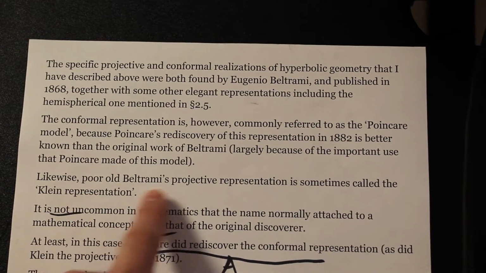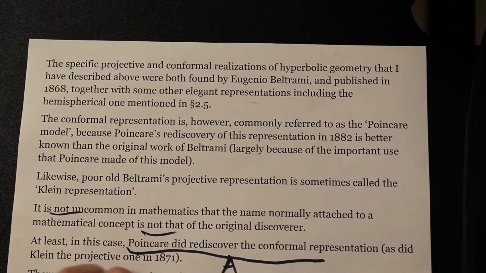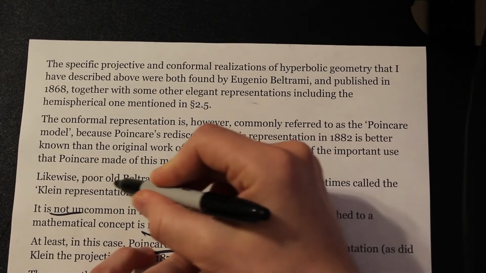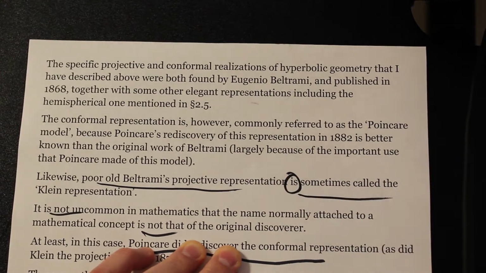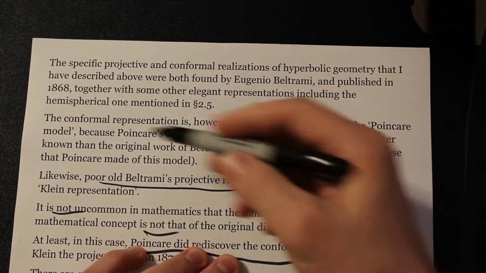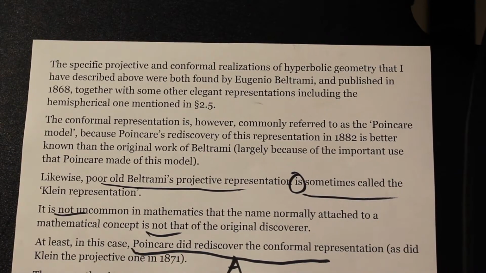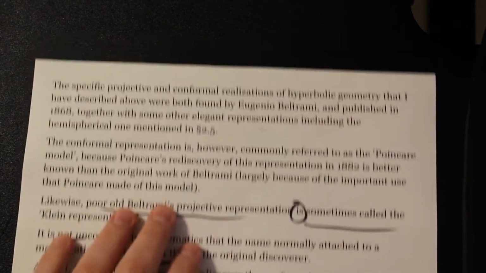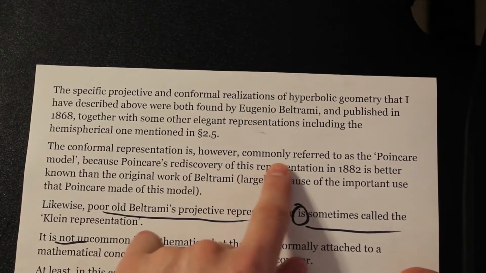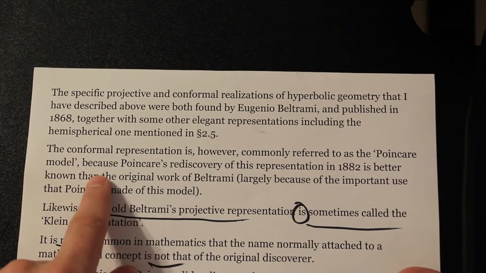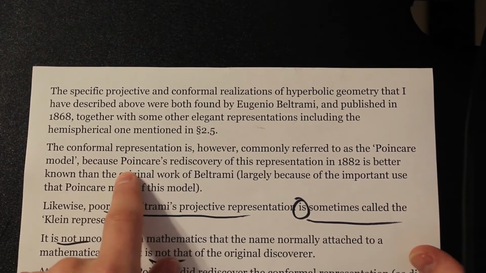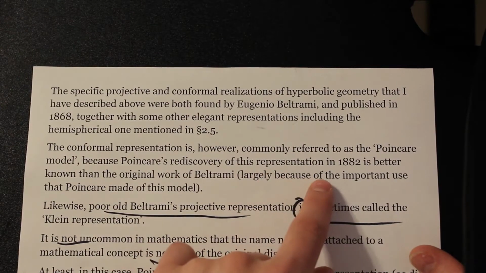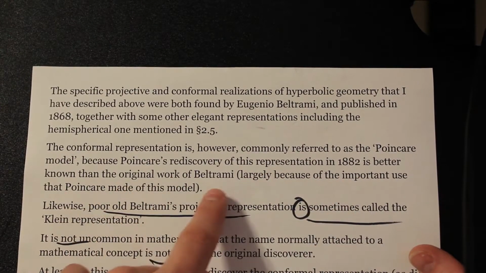Here, Beltrami's projective representation is sometimes called the Klein representation. So again, your subject, verb, predicate, right? It's just one overall sentence, A. The conformal representation is, however, commonly referred to as the Poincaré model because, so now it's giving you reasons, because his discovery of this representation is better known than the original work.